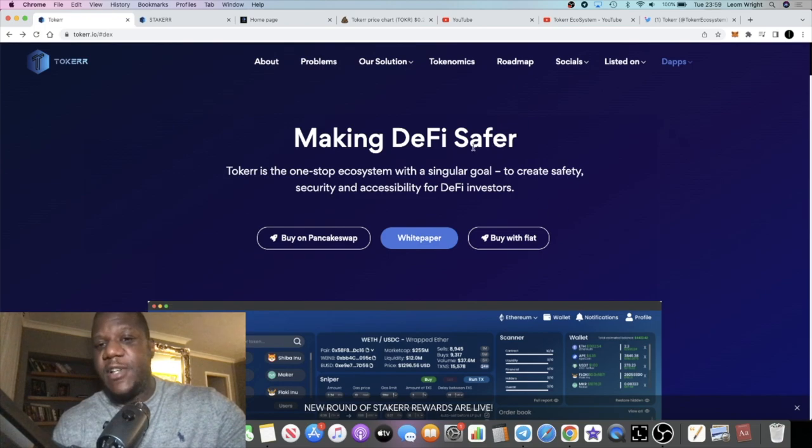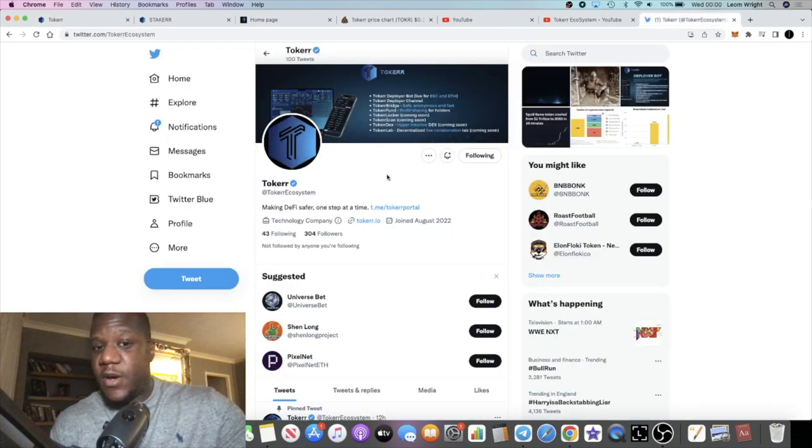Okay, making DeFi safer in a time where we're seeing things like stablecoin collapses and people just scamming people out of their money. People want to feel confident investing in something, and there needs to be security, there needs to be things that create safety once again in the space. Okay guys, Tokerr could be the answer to that, we don't know, but they are verified on Twitter.